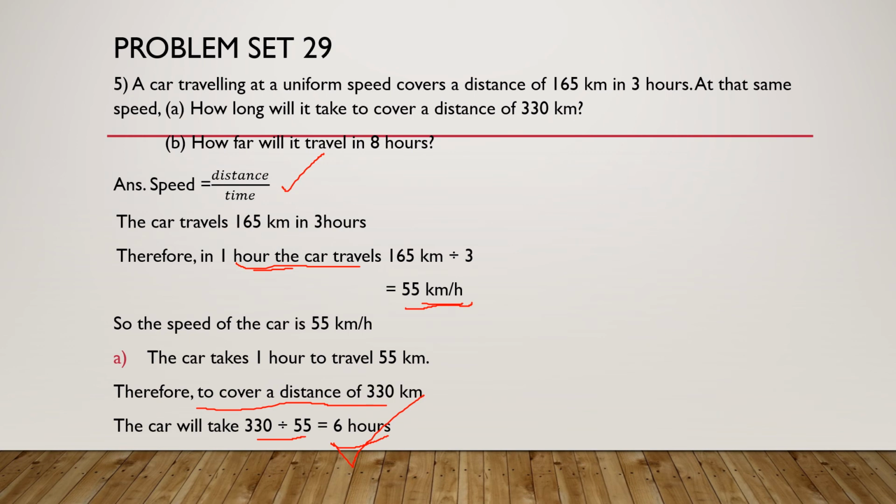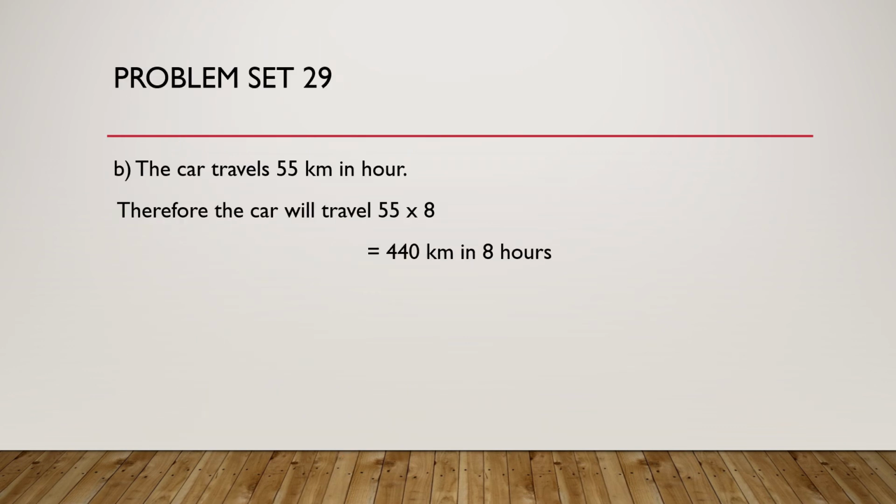Now let's do the next part of the question, which says how far it will travel in 8 hours. That means how much distance it will cover when the car is continuously running for 8 hours. So the car travels 55 kilometers in 1 hour, correct? Now they are asking how much it will travel in 8 hours. So you will multiply 55 multiplied by 8, and you get 440 kilometers. So the car will travel 440 kilometers in 8 hours.